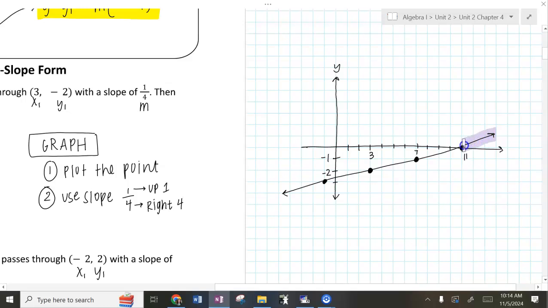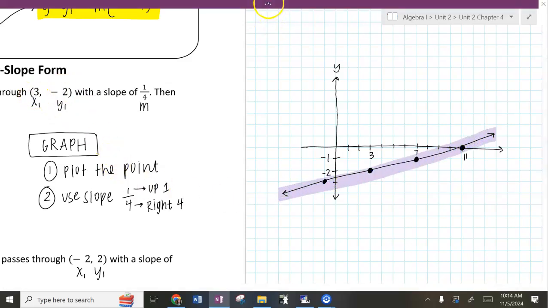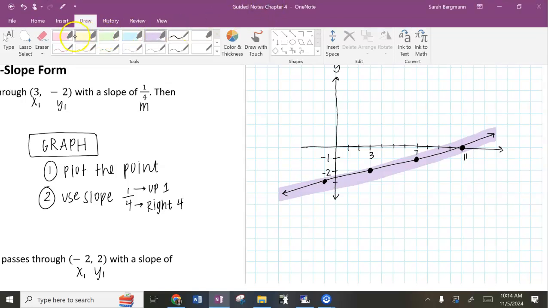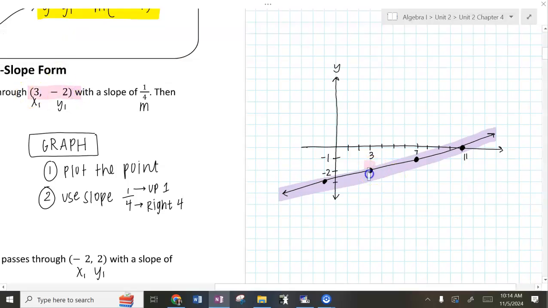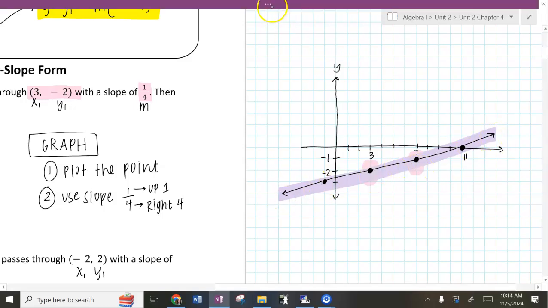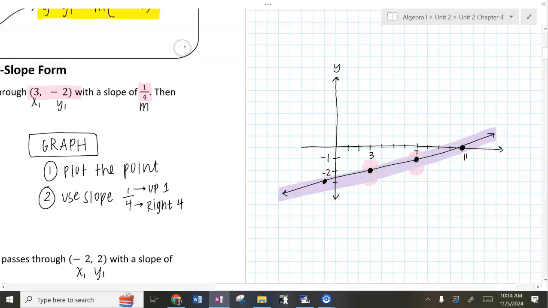So to review on the graph, you're going to plot the point that you started out being given. In this case, we were given 3, negative 2, so we plotted 3, negative 2 first on the graph. Then we used the slope 1/4 to find another point. So we went up 1, right 4, and found this point at 7, negative 1. 2 points is plenty. You could draw the line from that, or you could repeat the pattern in both directions if you wanted to get more points.